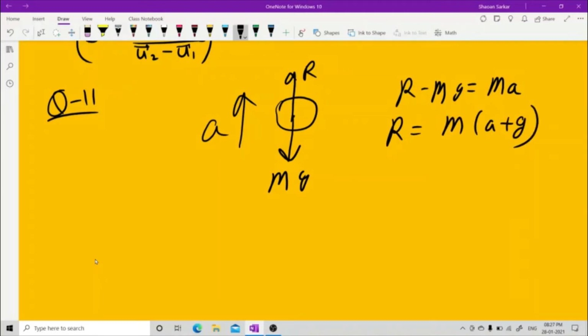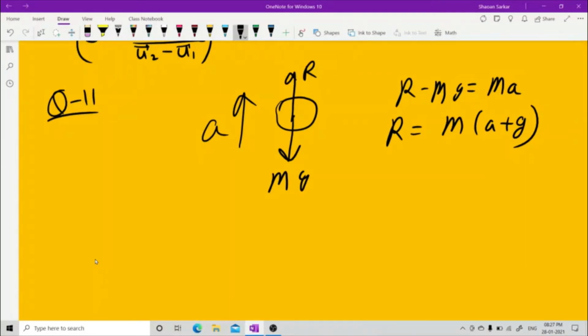Now this is the point. How much of the mass should I throw out so that I get double the acceleration? They are saying how much of the mass should I throw out so that I get double the acceleration. Now the point is how to apply that part.